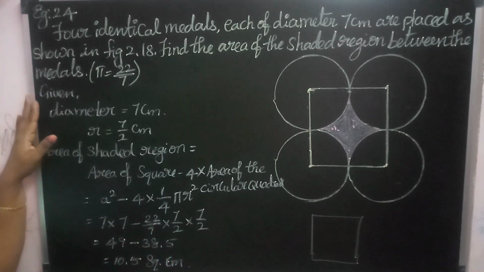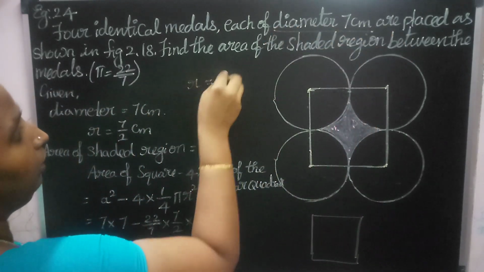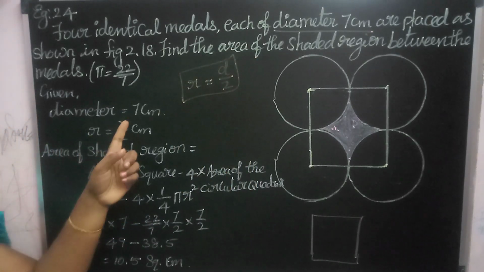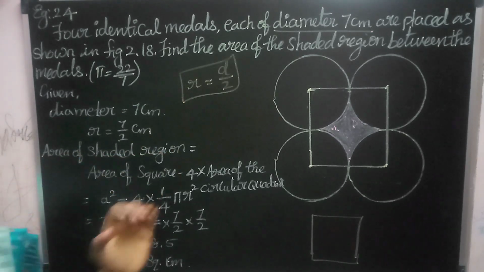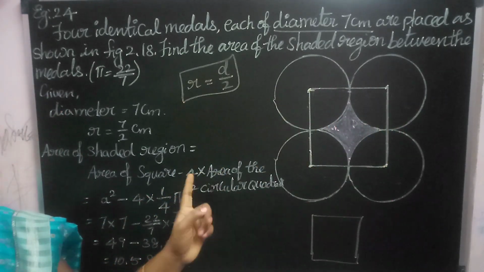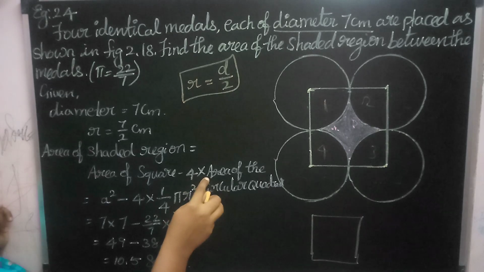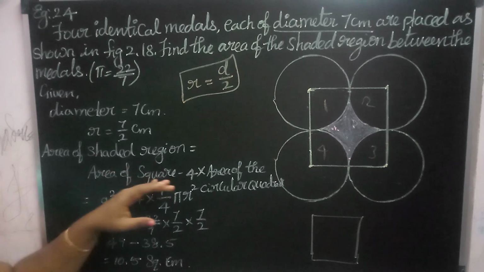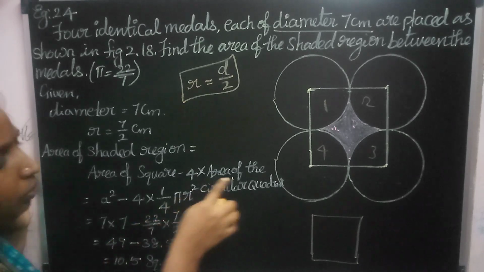Now write the given diameter. They gave 7 centimeter. Already I told, radius equals d by 2, that is diameter divided by 2. So r equals 7 by 2 centimeter. How do you find the area of the shaded region? Area of the square minus area of the circular quadrants. There are 1, 2, 3, 4 quadrants, so write 4 into area of the circular quadrant. Clear? Next, area of square, what is the formula? A square minus 4 into area of circular quadrant.